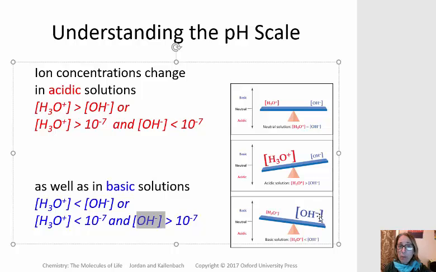And then if we have a basic solution, we have more hydroxide than hydronium. Again, when we multiply the concentrations of hydronium times hydroxide, no matter what type of solution we have, the mathematical product is always going to be 1 times 10 to the minus 14th, or Kw.